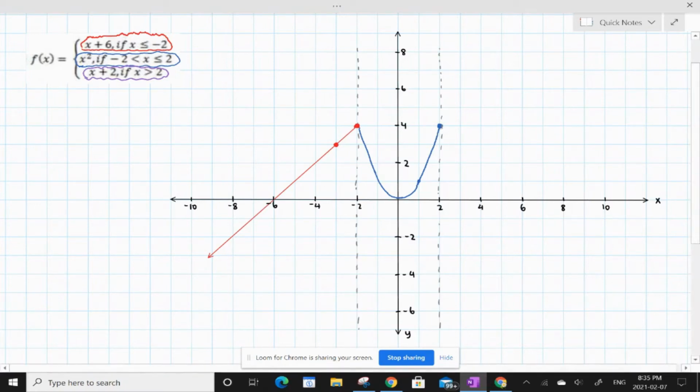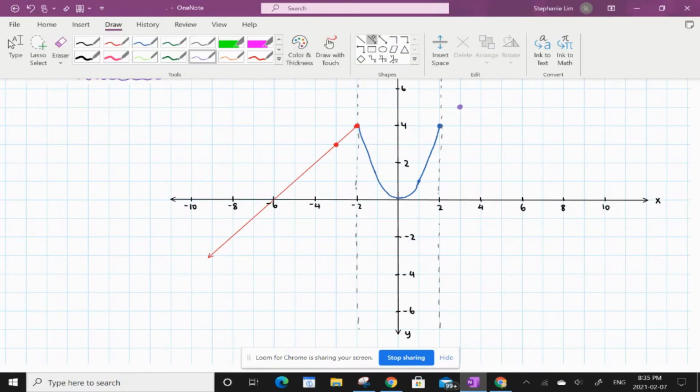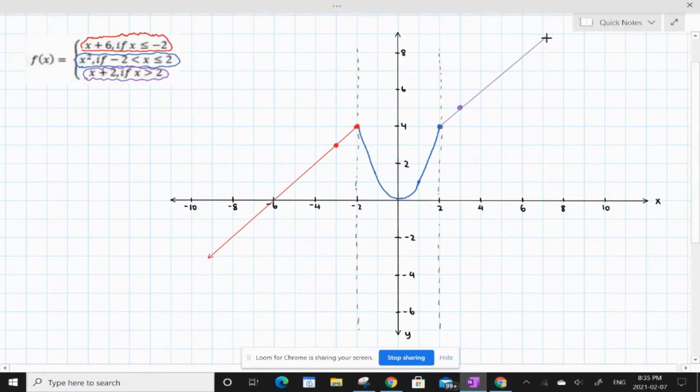And then I'm graphing it as if it was x plus 2. So the next point that I'm going to create is when x is equal to 3, and that's going to give me 5. So that's going to be up here. And so since I know 2 points, I'm going to connect my dots now. And that's what we've got going on. And there we go.